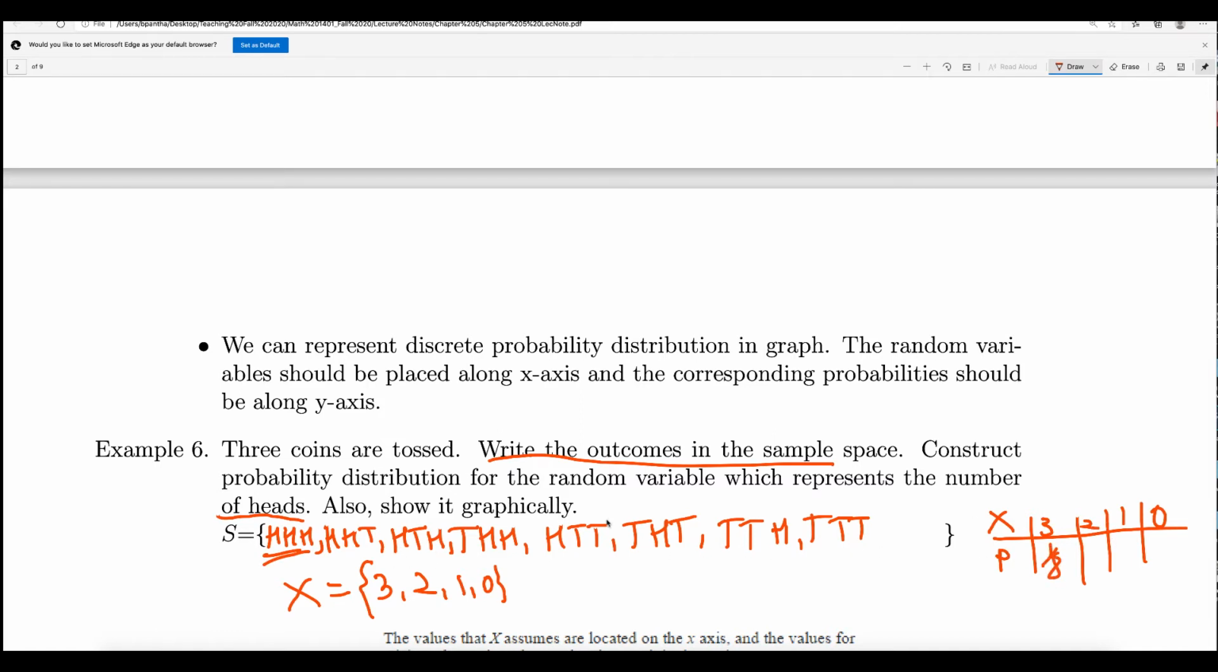How many outcomes have 2 heads? 1 outcome, 2 outcomes, 3 outcomes. So it will be 3 over 8, because there are 8 in total and 3 of them have 2 heads. How many outcomes have 1 head? 1, 2, 3. So that will be 3/8 again. And how many outcomes have 0 heads? That will be 1 over 8 because this outcome doesn't have any head. So this is the probability distribution for the number of heads when you toss 3 coins together.